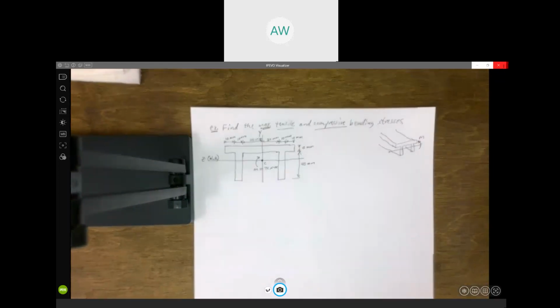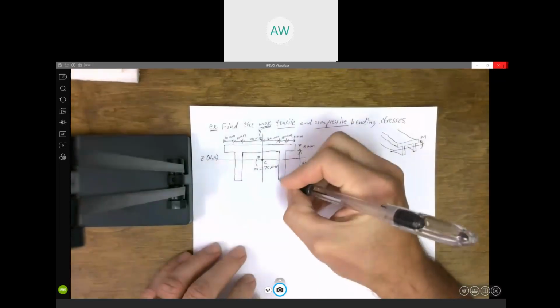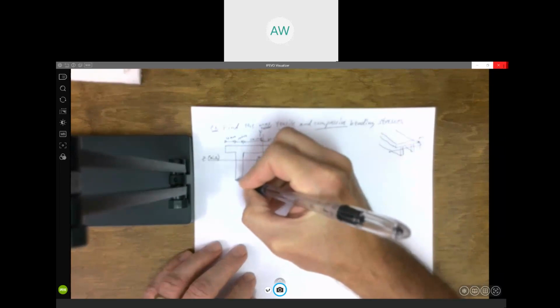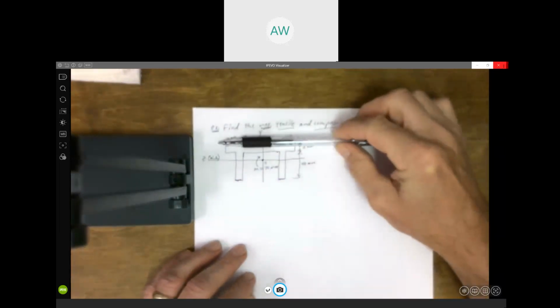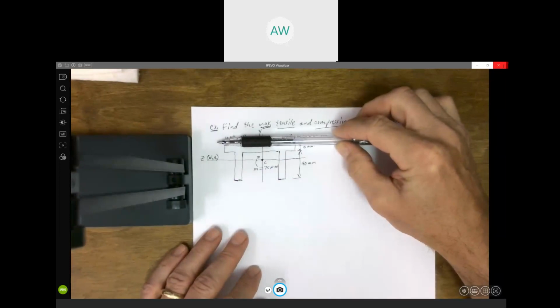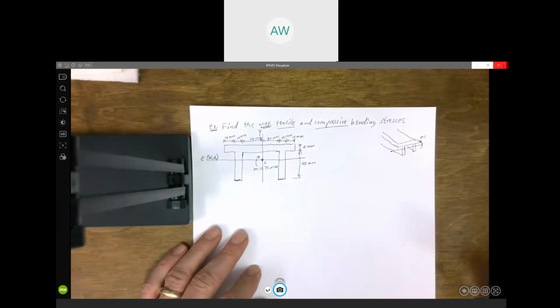So now, everybody should get this for sure. Where's the maximum tensile stress going to be? Bottom. At the bottom, right? You're going to get your maximum tensile stress along this bottom surface of the cross section. Your maximum compressive stress is going to be right there along the top surface. Again, at the neutral axis it is zero.